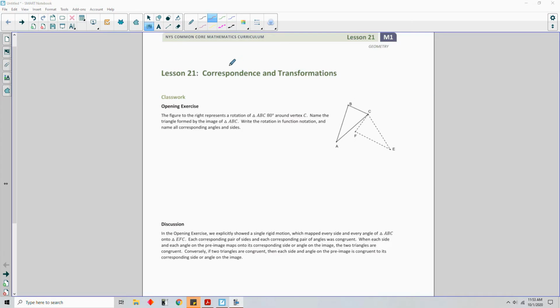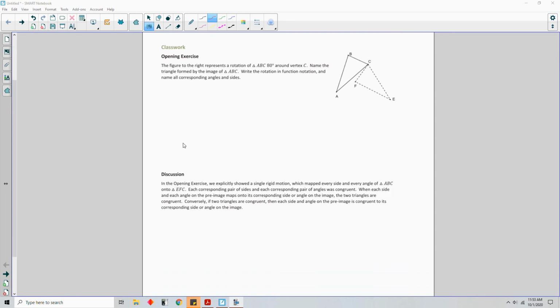Welcome to Lesson 21, Correspondence and Transformations. Classwork opening exercise. The figure to the right represents a rotation of triangle ABC around the vertex C. So here's the point we're rotating around right there. Name the triangle formed by the image of triangle ABC. Well, we rotated it, and if we're going to name it, A became E, so that will be triangle E. B became F, so F, and then C is still C, so it's EFC, triangle EFC.